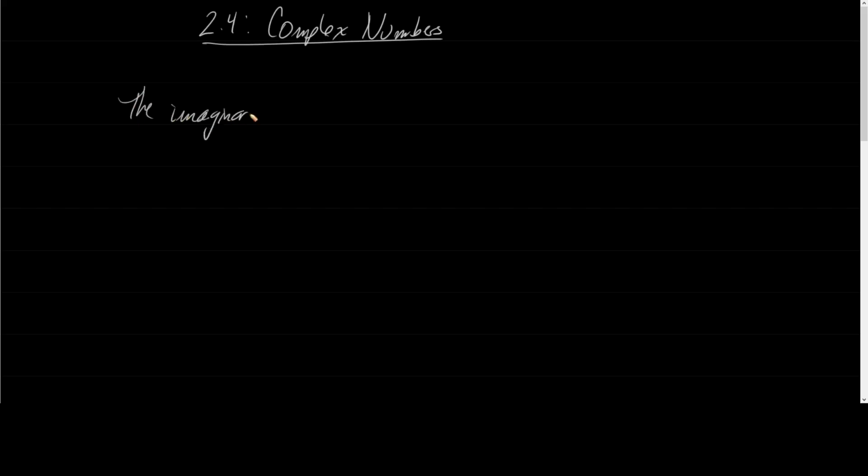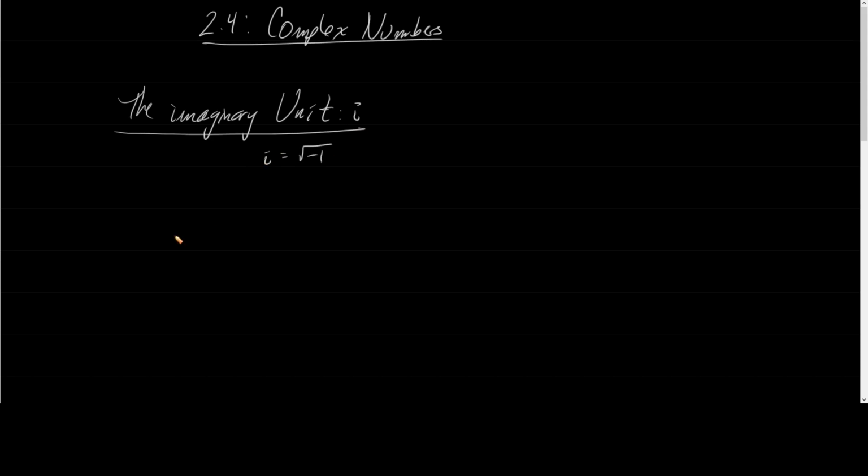This is chapter 2.4, which is on the complex numbers. Alright, so before we talk about the complex numbers, let's talk about the imaginary unit i. And here, i is defined to be the square root of -1.